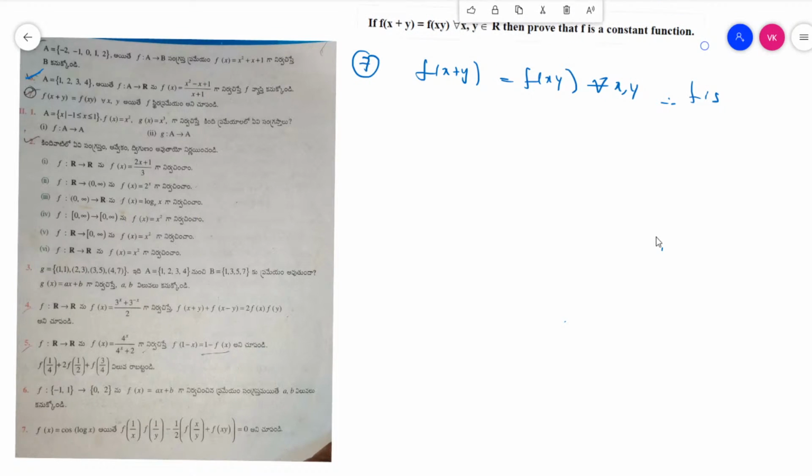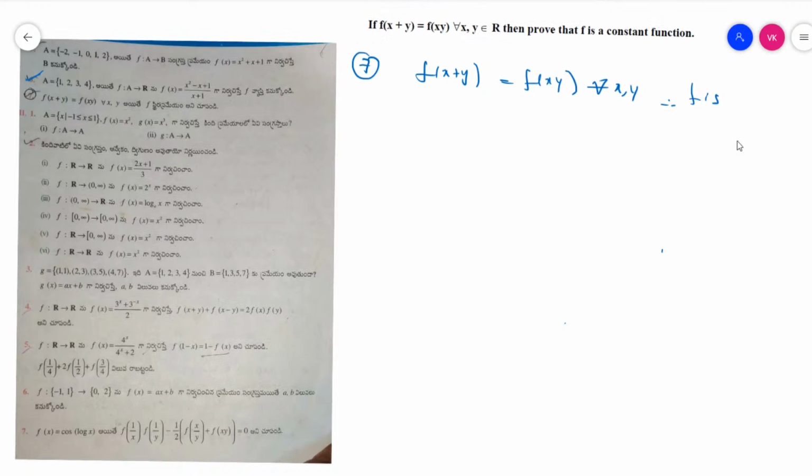Yes, it is a constant function. Then f is a constant function. We have to prove that. So let f of x plus y is equal to f of xy.